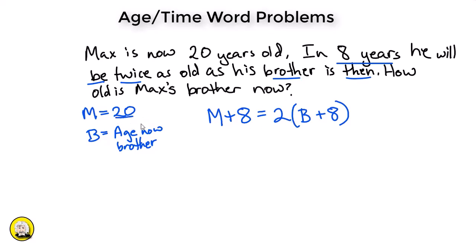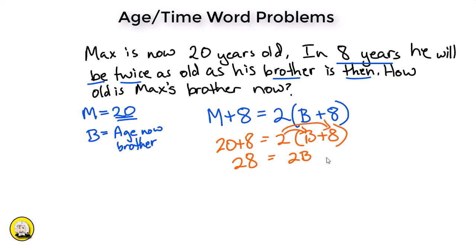And of course we have the value for M, it's 20, so I can substitute that back in. 20 plus 8 equals 2 times B plus 8. And I know that's 28 equals 2 times B, 2B, plus 2 times 8, which is plus 16. Now I can subtract the constant value on the side with my variable, so I'll subtract 16 from both sides. And I'll end up with 28 minus 16 is 12. Equals 16 minus 16 cancels to 0. So I'll just end up with 2B on the right side.